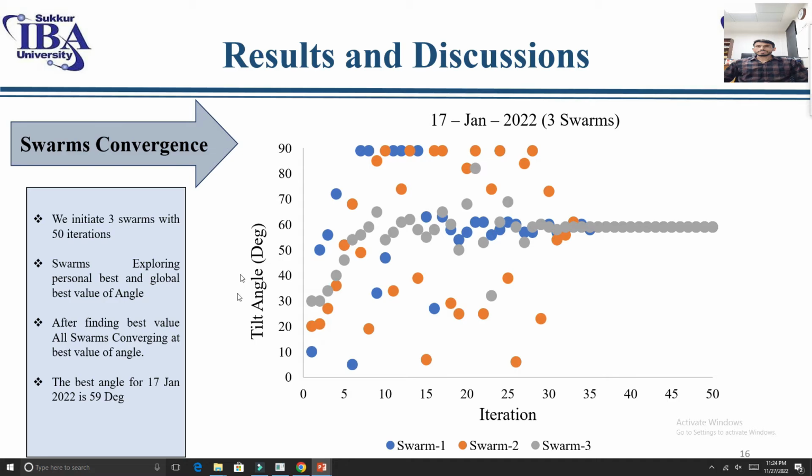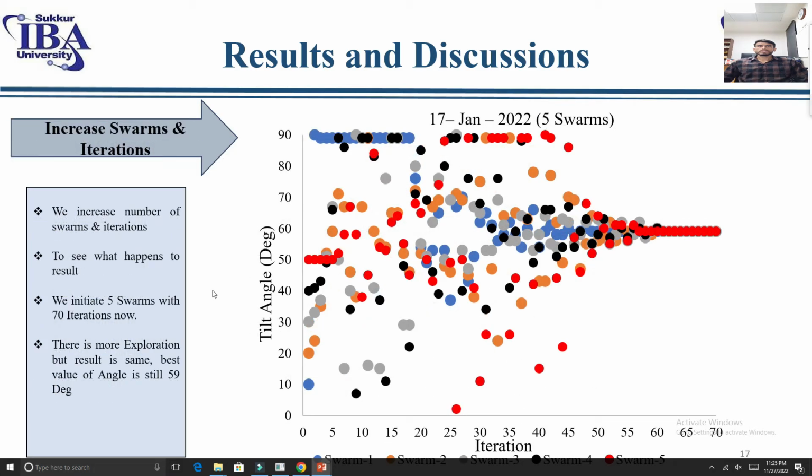So here we are seeing the results of the swarms converging. Initially the swarms are scattered and they search for the best value. As the iterations proceed, the swarms converge towards 59 degrees, which is best for 17 January 2022. Here, when we increase the number of swarms and iterations, the result is the same. Again we have a 59 degree angle for 17 January 2022.